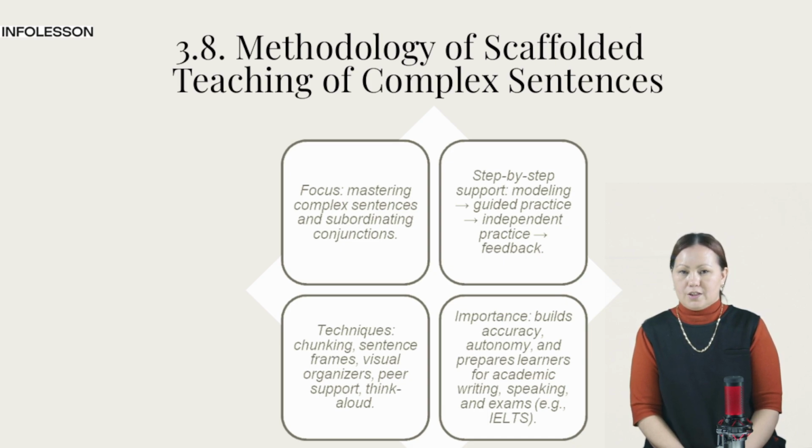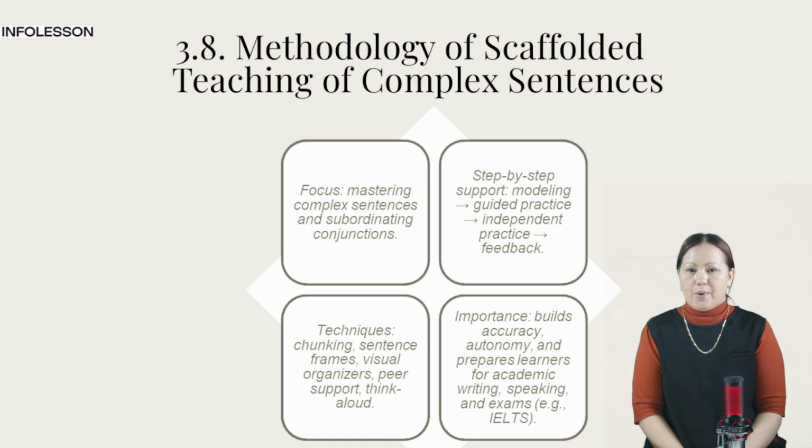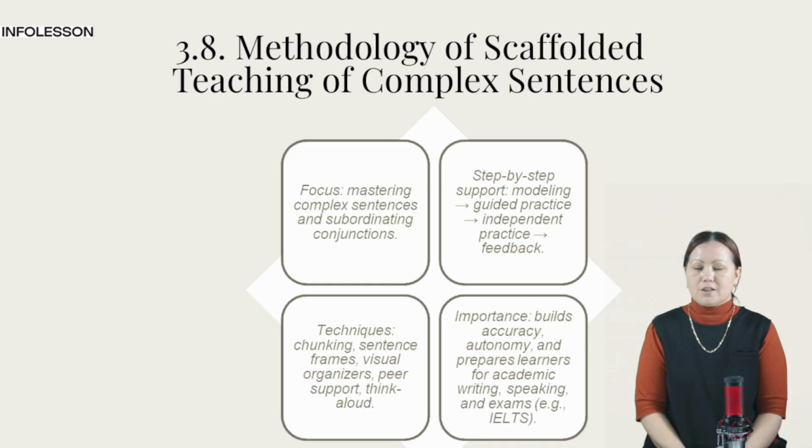First stage is modeling stage. At the initial stage, the teacher demonstrates the structure of complex sentences using clear examples. By comparing simple, compound, and complex sentences, students can visually recognize the differences. I like tea, for example. Simple sentence. I like tea and I like coffee. Compound sentence. I like tea because it helps me relax. Complex sentence. Through this modeling stage, students understand how complex sentences are formed and how meaning is extended through subordinating conjunctions.